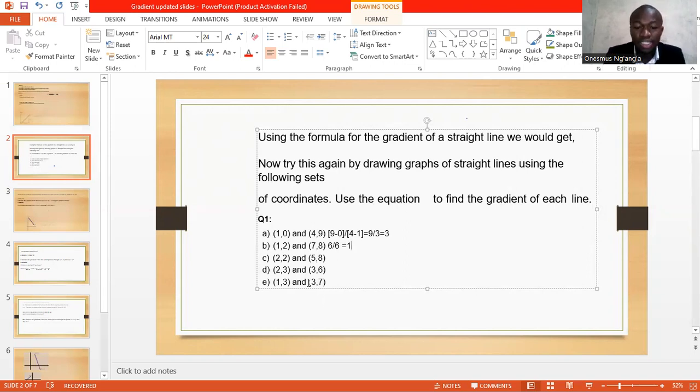Now you can try this one. The points are (2, 2) and (5, 8). I want to see your answers.